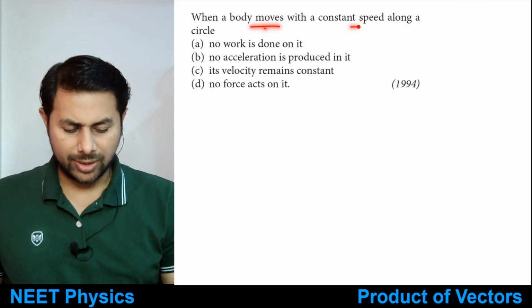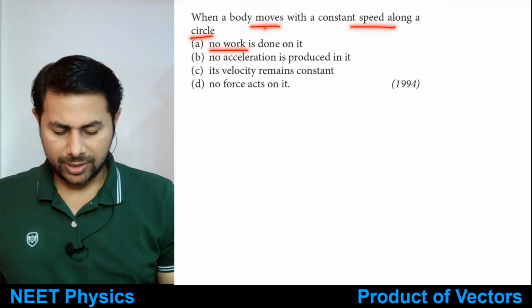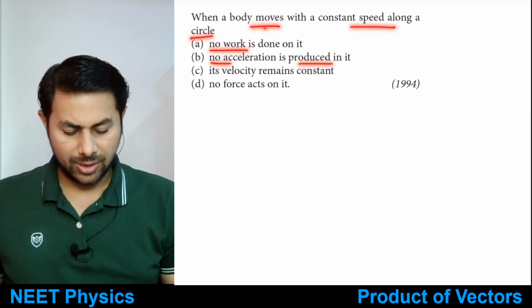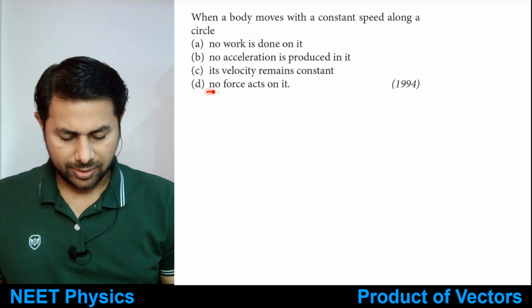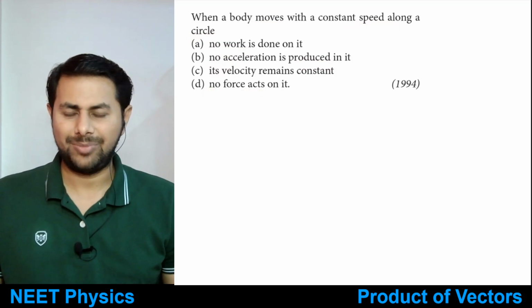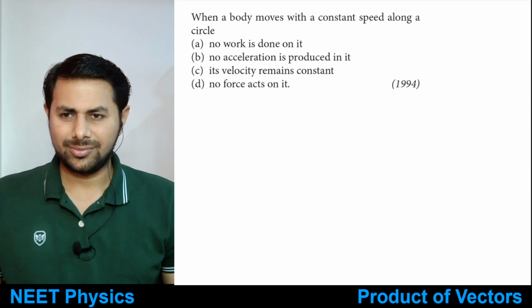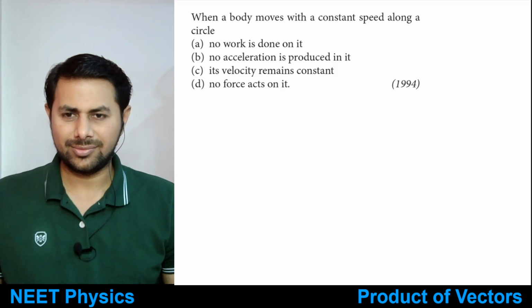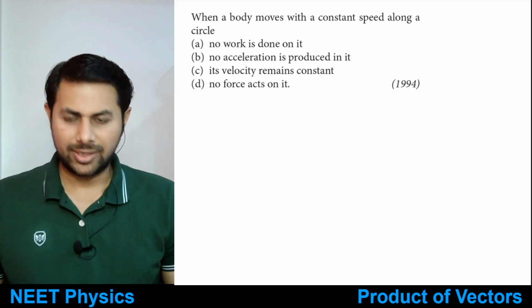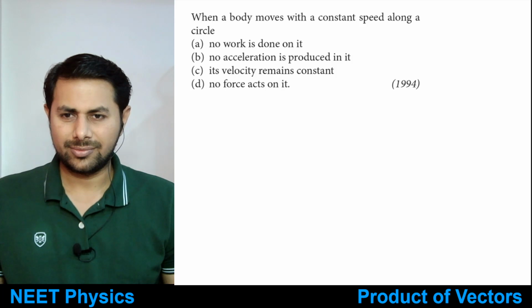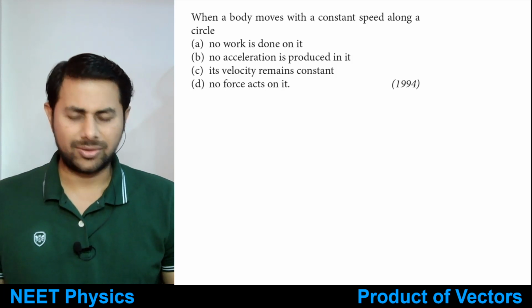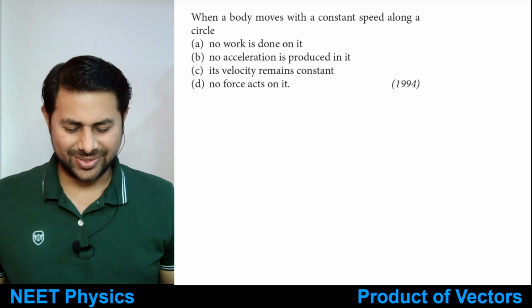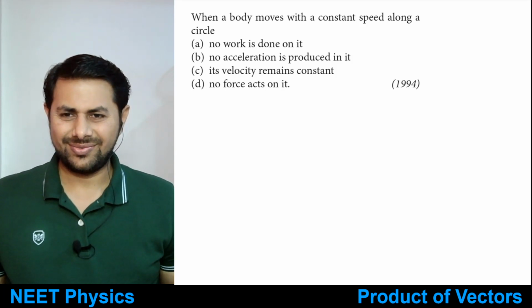When a body moves with a constant speed along a circle, no work is done on it, no acceleration is produced in it, its velocity remains constant, no force acts on it. Tell me. No work done on it. Why? It's moving with a constant... what is constant? Gravitational force? No gravity. No. Okay, it can be any force, no? No work. Why no work? That is the question.